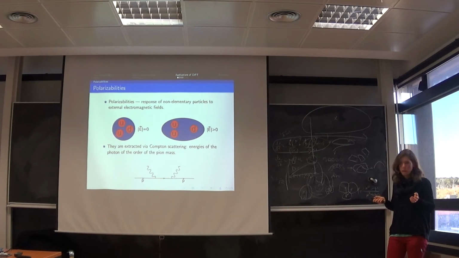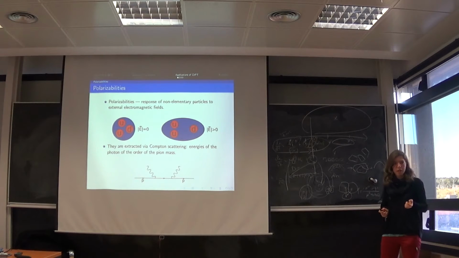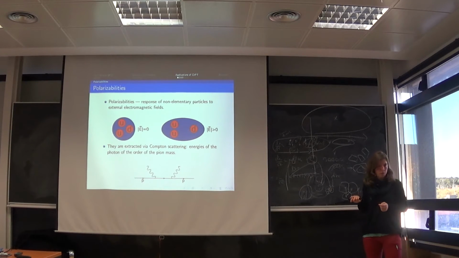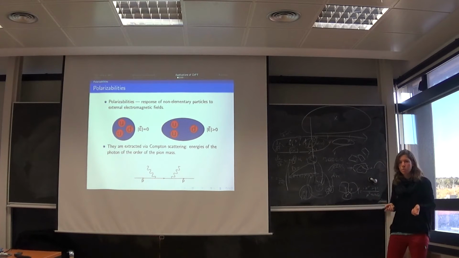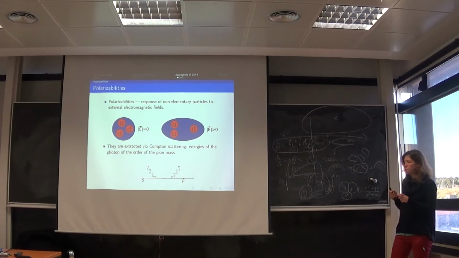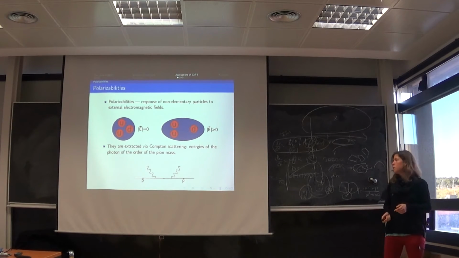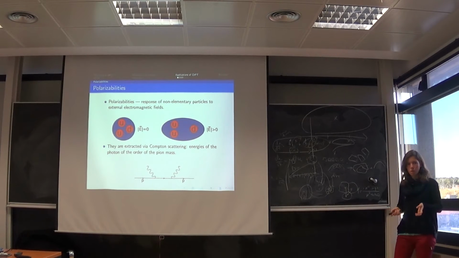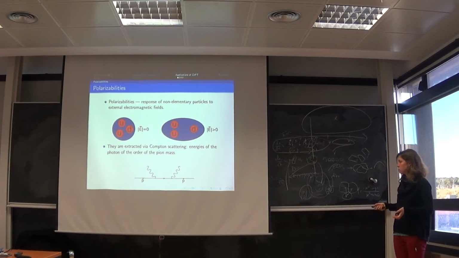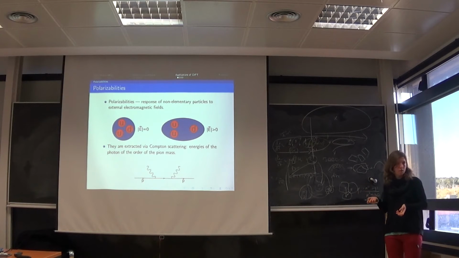Since we're talking about electromagnetic fields, they are experimentally extracted via Compton scattering. The most famous example of Compton scattering is a photon scattering on an electron, but actually one can do Compton scattering on all types of charged particles. So for instance, one can do Compton scattering on a proton, which is exactly the same as with the electron. The photon comes in on the proton and rescatters away from the proton.